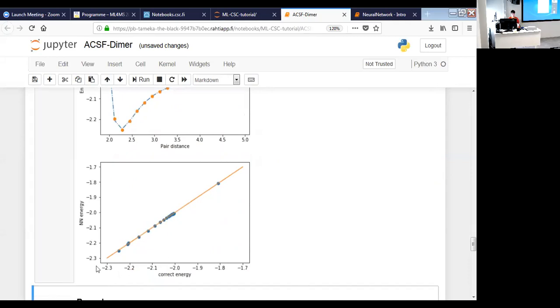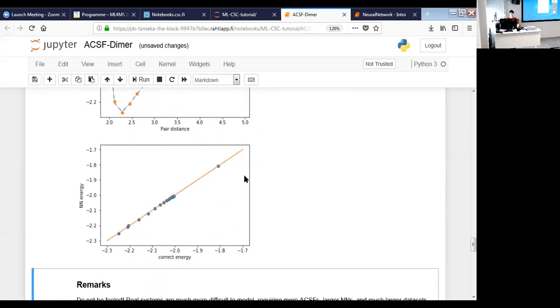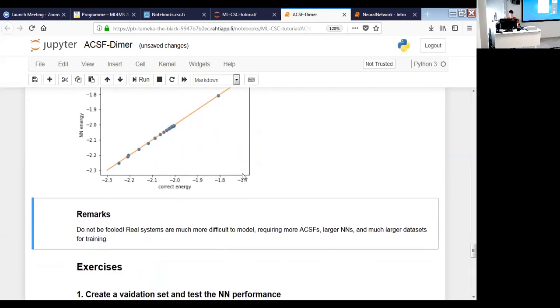You see the regression plot is really on the diagonal very nicely, but there are just 2 atoms in there. So let's not jump to conclusions.